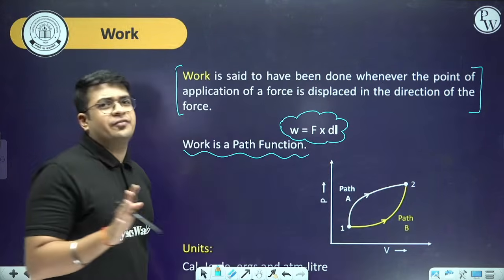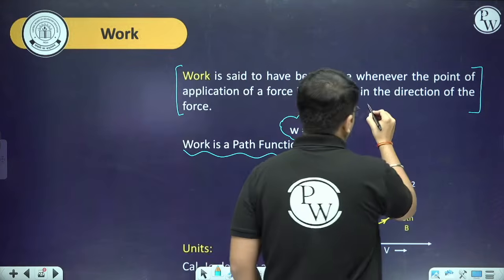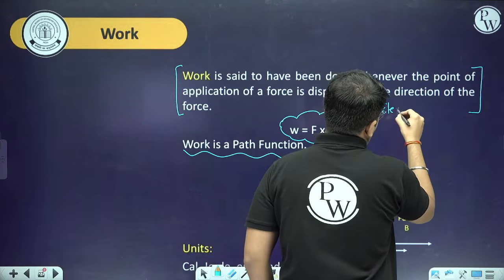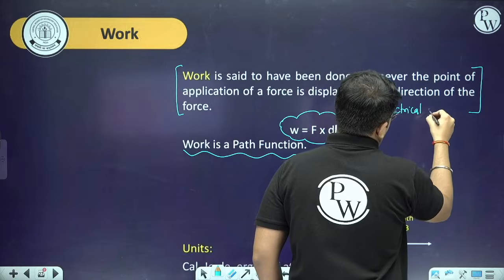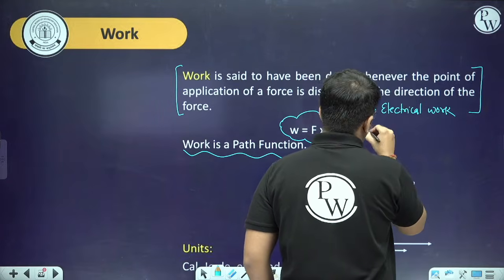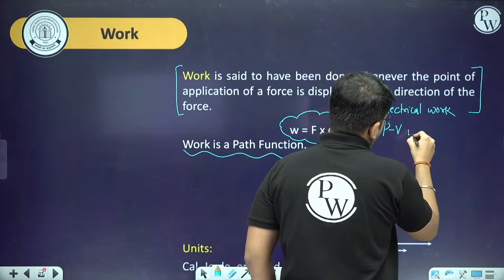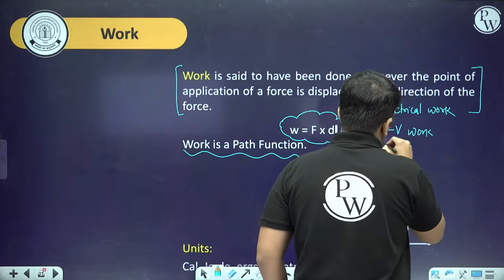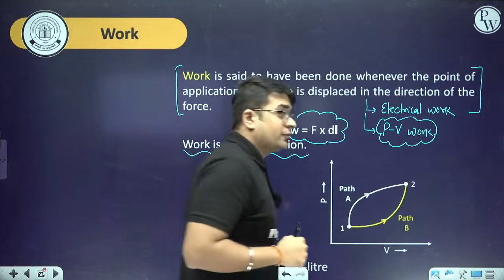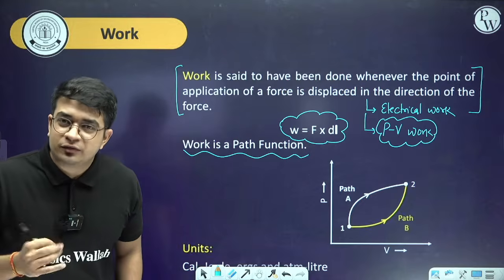So there are different types of work done. Either it's going to be electrical work, or I can say it's going to be PV work. Now this PV work is much more relevant. What is the meaning of this PV work, sir?